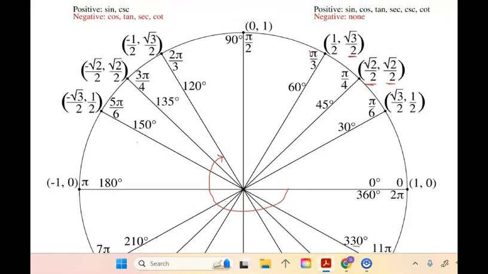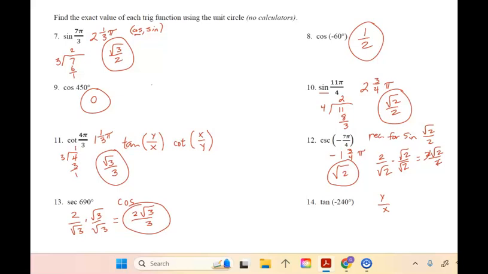Okay, and I'm doing tangent, so here's my ordered pair, I take the y coordinate and I divide by the x coordinate. The 2's will cancel, and so I'm left with the square root of 3 over negative 1, which is just negative square root of 3. There's my answer for 14.